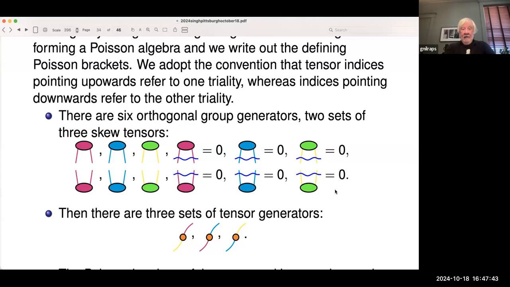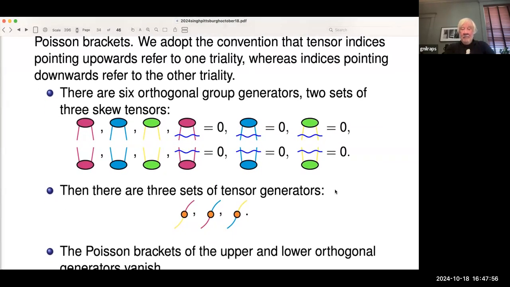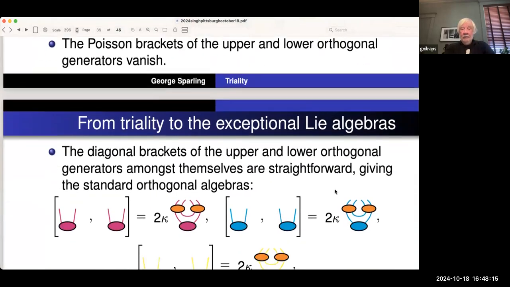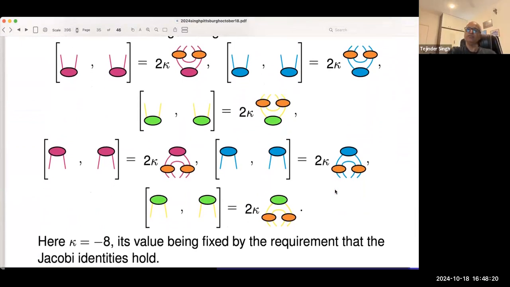So you have 28 dimensions for the upper magenta one, another 28 for the lower one, and then 3 sets of tensor generators. They're made from tensor products of upper and lower. Each one of them is 64 because it's 8 times 8. So they give you 192. And then you add the two 28s, that gives you 192 plus 56. That gives you 248. You have all kinds of relations. 248 is the dimension of E8.